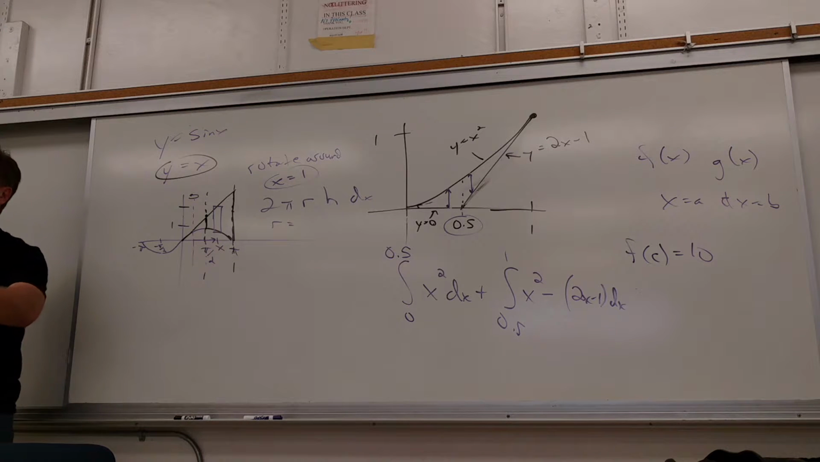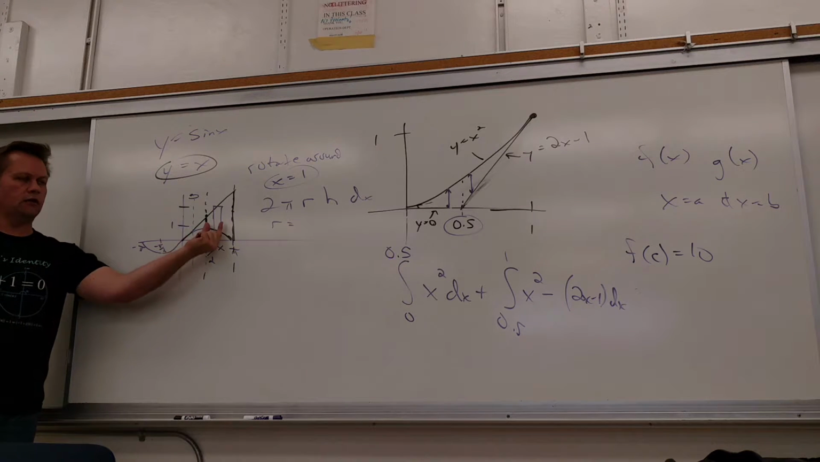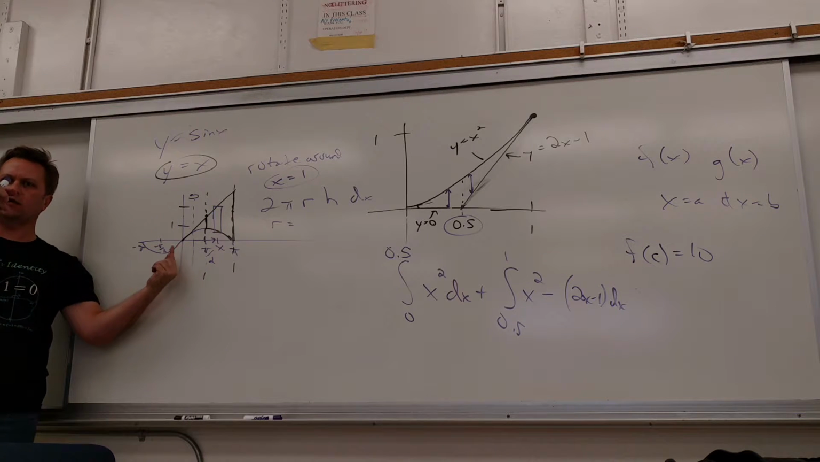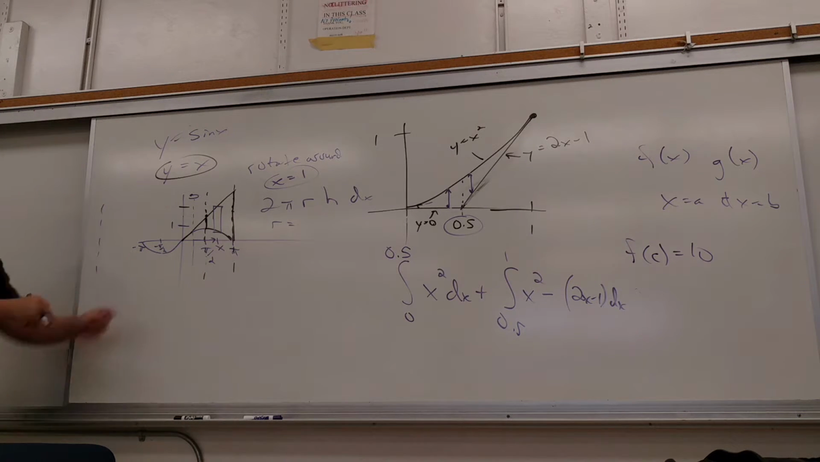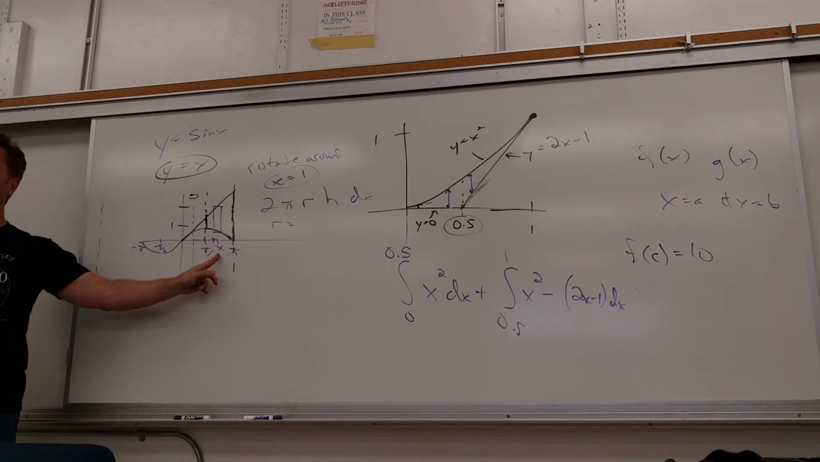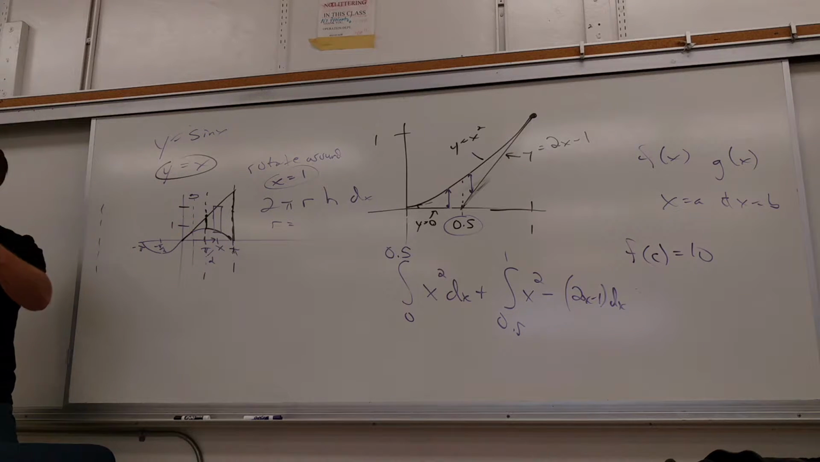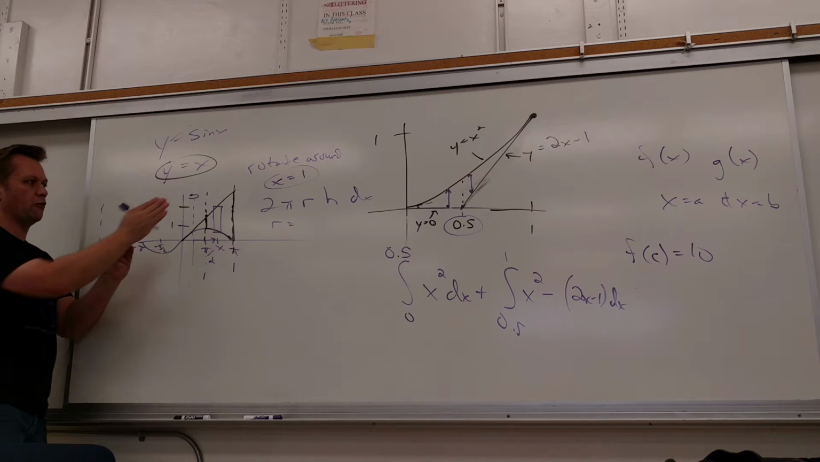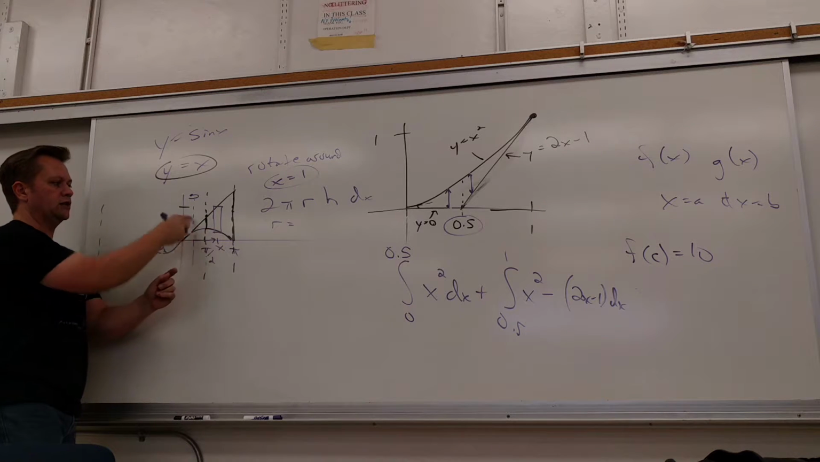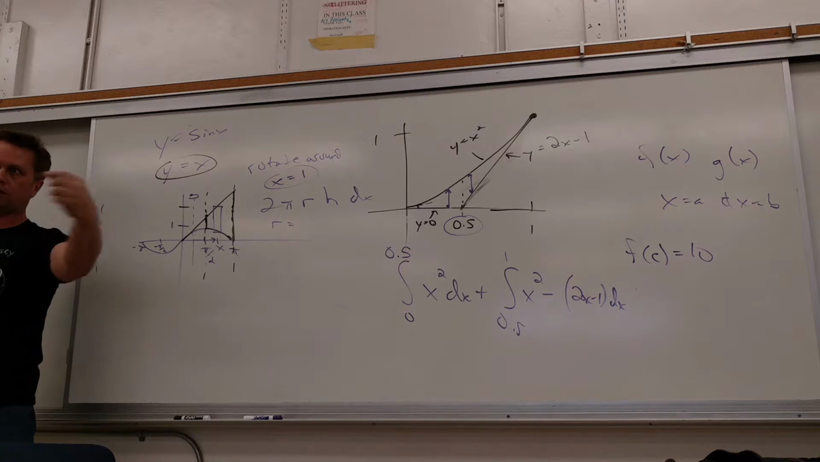Let me just stop right there. Where the rectangle is does not depend on where the rotation axis is. The rotation axis will be way down there, and I'm still going to locate the rectangle at x. Whatever x is at that spot, that's where the rectangle is. Then I ask, what's my radius? It's how far that rectangle is from the axis.